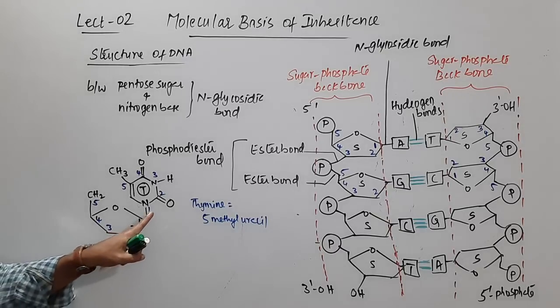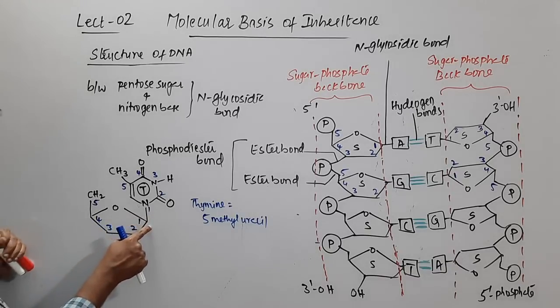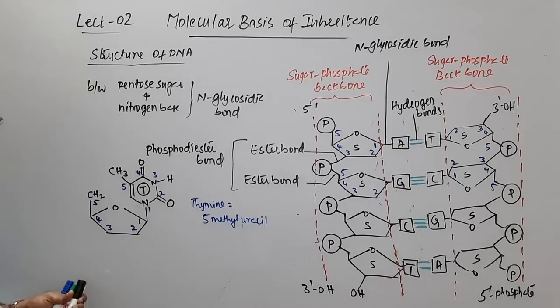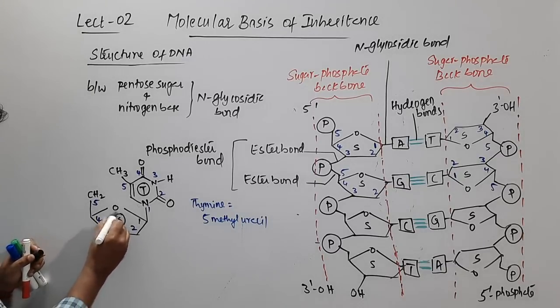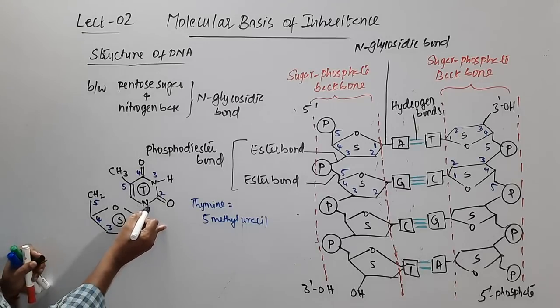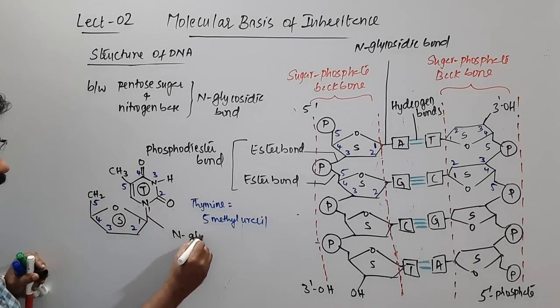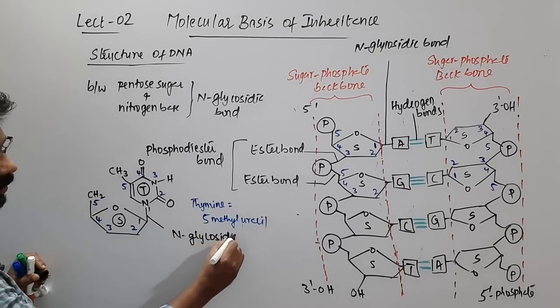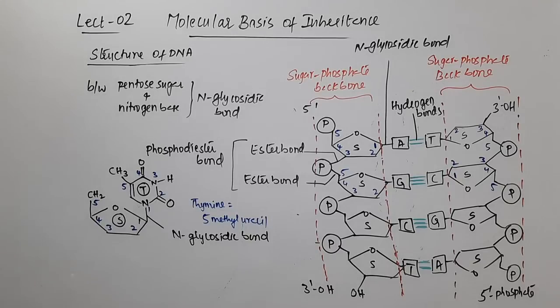So when we take the case of a pyrimidine, this is the pentose sugar, the first carbon of the pentose sugar, and the nitrogen of the pyrimidine will form the bond, and that will be the N-glycosidic bond. I hope now you understood what that N is in the N-glycosidic bond.